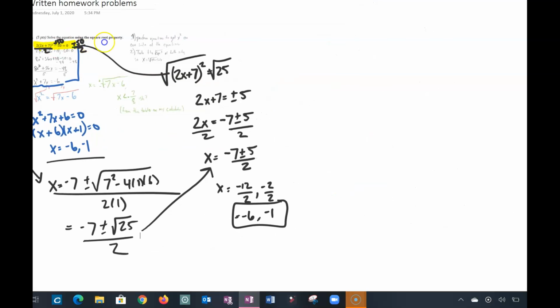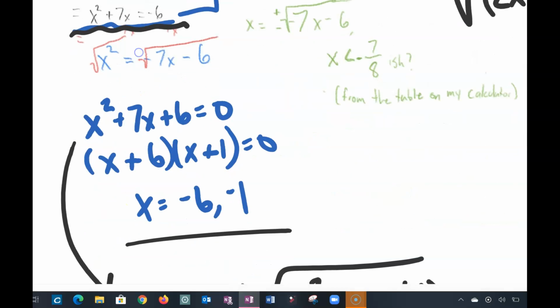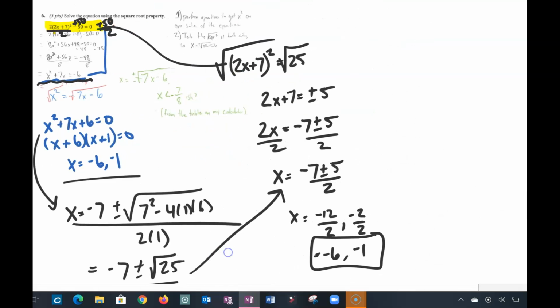So you did a lot of computation here to get this in quadratic form, and you could have then factored it. You could have then used the quadratic formula. You could have bypassed all that algebra and simply solved for it using the square root property.